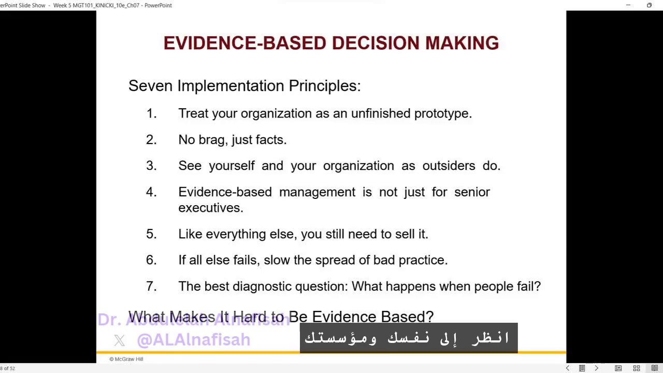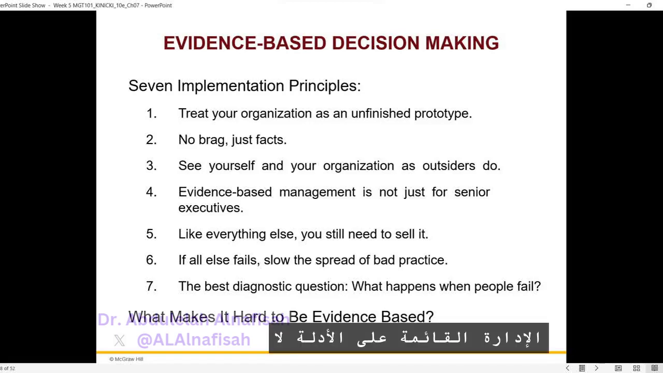See yourself and your organization as outsiders do. It's important for leaders to overcome the tendency of rampant optimism and inflated views of their own abilities. By adopting an outsider's perspective, leaders can objectively assess risks, challenges, and evidence that things may not be working as well as expected. This helps in making necessary adjustments and avoiding complacency.